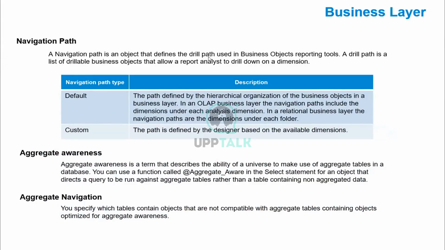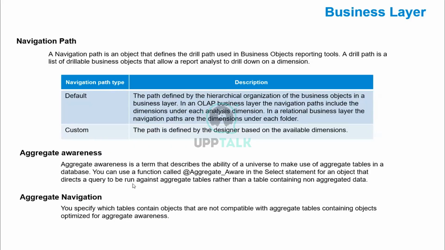Navigation path is an object that defines the drill path. As we already discussed, there is a drill down and drill up feature available in Web Intelligence. That is possible if we create a navigation path and if we set up a hierarchy in the universe layer.